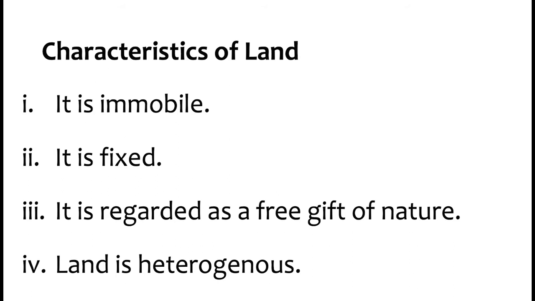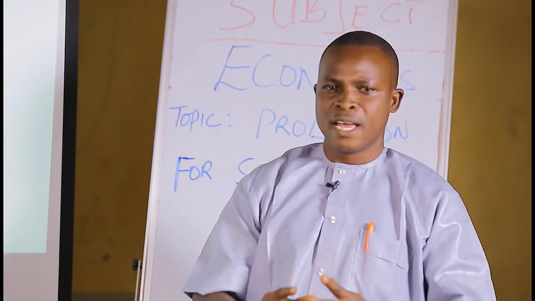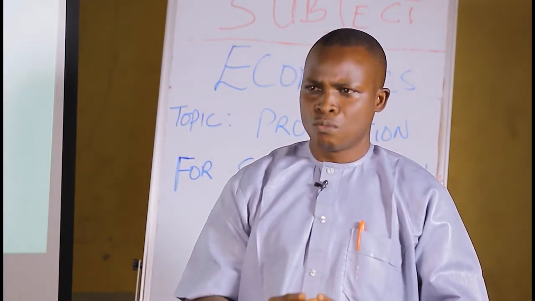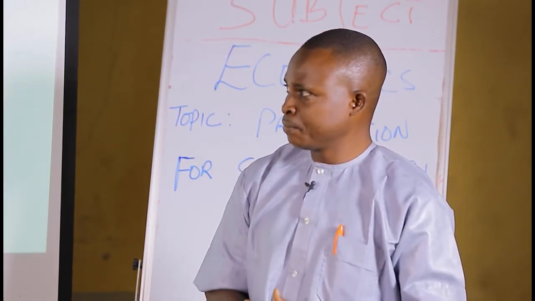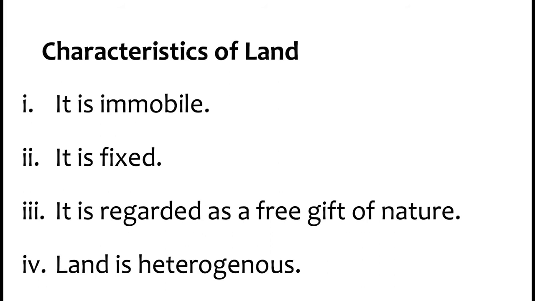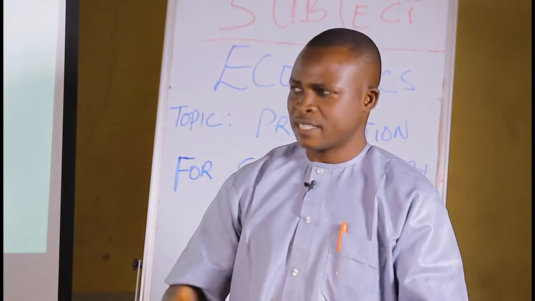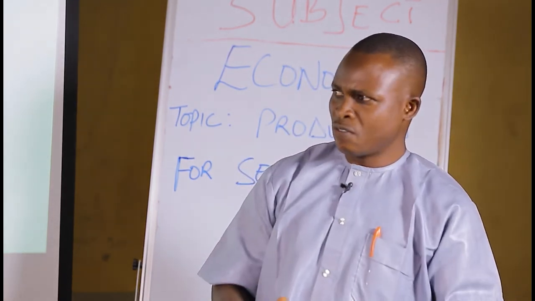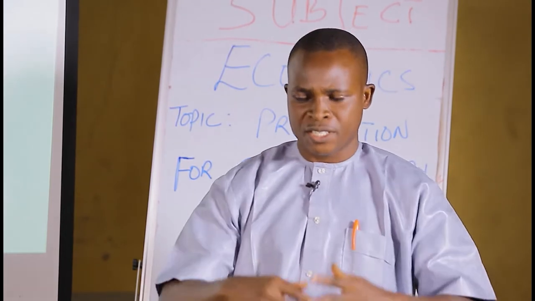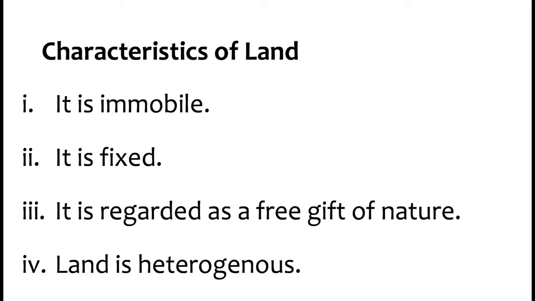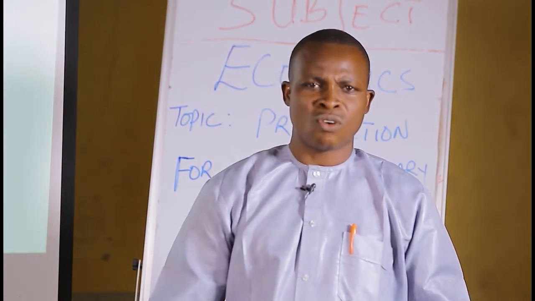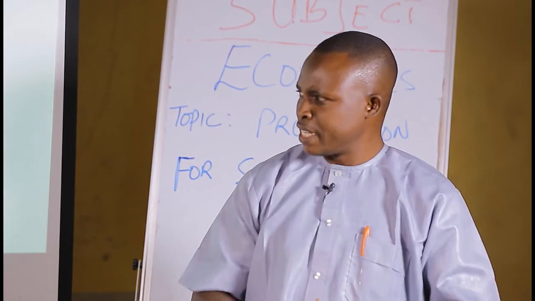Now, we have the characteristics of land. Land is completely immobile. It does not move. It remains fixed. That is why we term it immobile. Number two, it is fixed in supply. Just like I said earlier, it does not move. The nature of land you see here, when you go to another place, it is still the same land. It doesn't change in supply. Number three, it is regarded as a free gift of nature. As I've said earlier, one of the characteristics of land is that it is a free gift of nature.